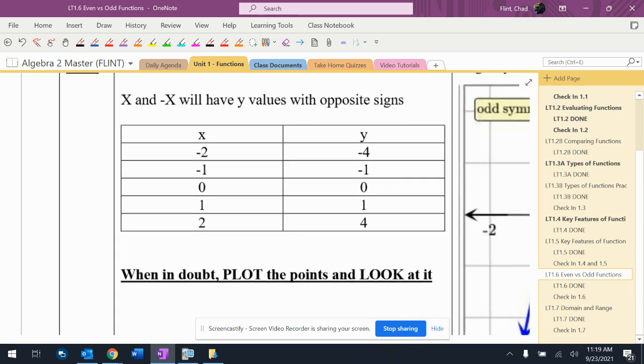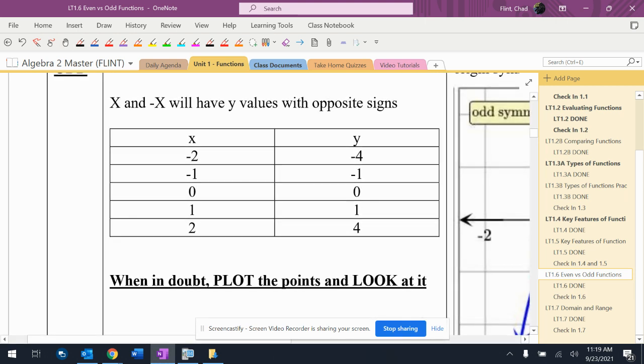If you have the numbers, again, I would probably plot them to make sure. But how it works with this is if you have an x and a negative x, the y values will just have opposite signs. So 2 is 4, so negative 2 has to be negative 4. It could be 2, negative 4, and then negative 2, 4. And again, that works for everything. So you look at the ones, and you've got that.